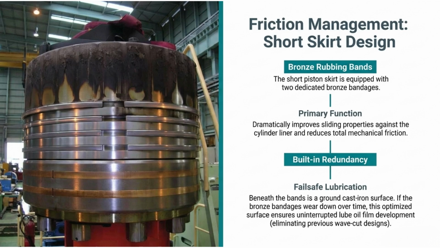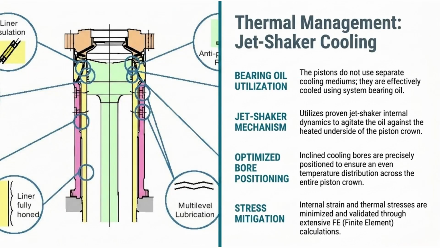Friction management is handled by the short skirt design, which is equipped with 2 dedicated bronze rubbing bands. The primary function of these bands is to dramatically improve sliding properties against the cylinder liner and reduce total mechanical friction. However, there is also built-in redundancy. Beneath these bronze bands is an optimized ground cast iron surface. If the bronze bandages wear down over time, this fail-safe surface ensures uninterrupted lube oil film development, completely eliminating the older wave-cut designs.